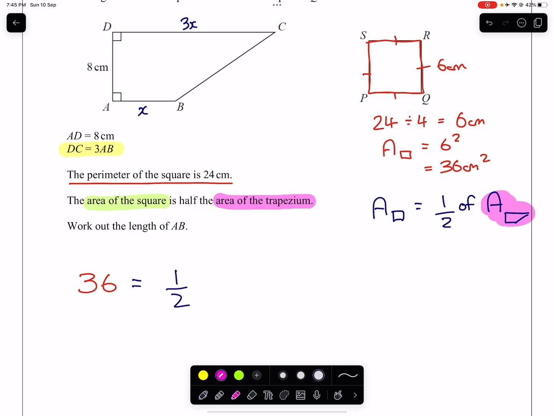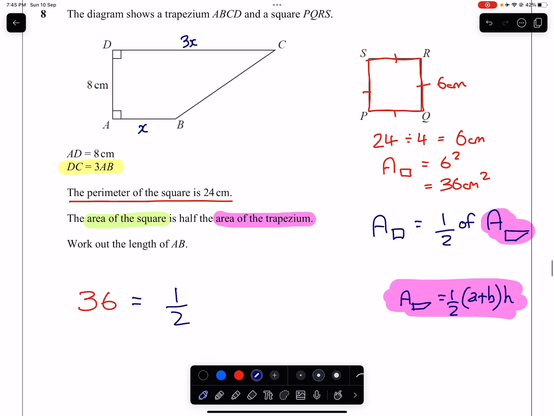Now, the area of the trapezium, if we use the formula that's given in the front of the test, the area of a trapezium is given as half of (A plus B) times H. A and B are your upper and lower sides that are parallel, your top base and bottom base, you could call it. And your height then is the measurement that's perpendicular to that, which in this case is 8.